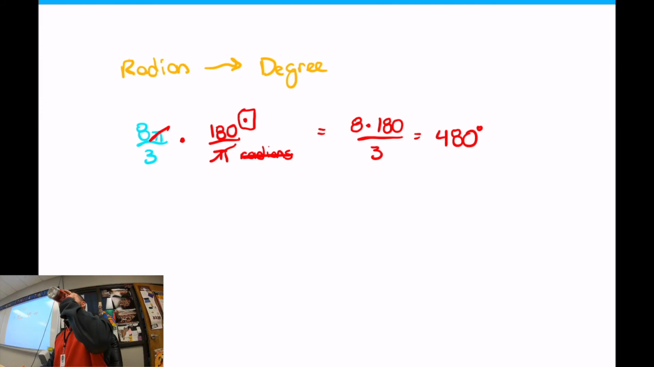7 times 180 divided by 4. Where's the pi sign? Do you not see where it says 7 pi divided by 4? With mine, I did 8 pi over 3. That was my random example I made. It's just a fraction.